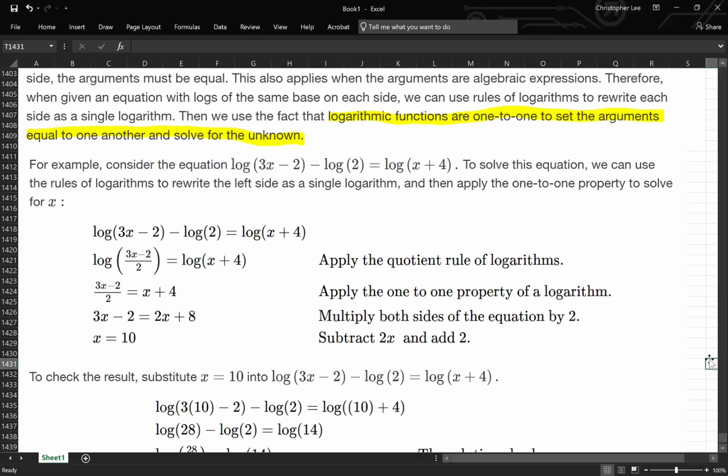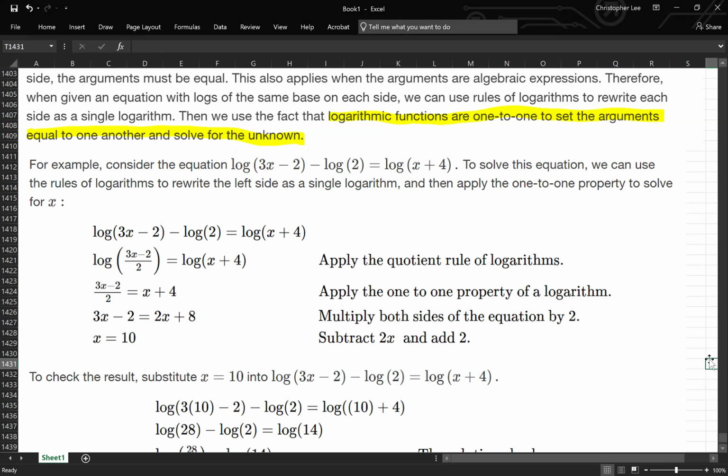So for example, consider the equation log of 3x minus 2, minus log of 2, is equal to log of x plus 4. To solve this equation, we can use the rules of logarithms to rewrite the left side as a single logarithm, and then apply the one-to-one property to solve for x. You remember that minus becomes division, so this can be rewritten as log of (3x minus 2) over 2 is equal to log of x plus 4.